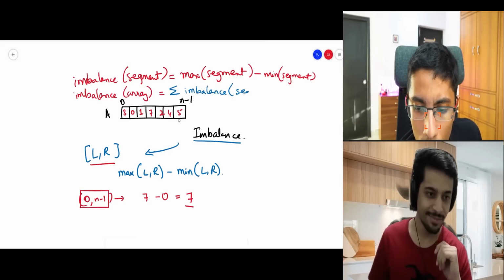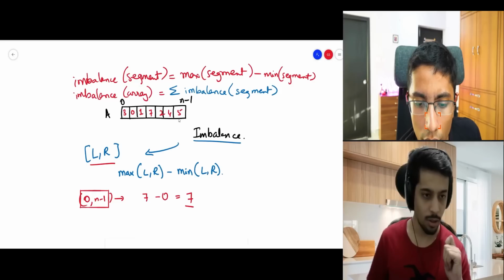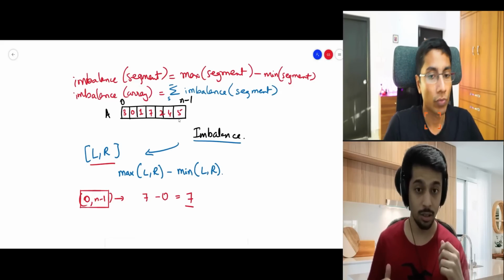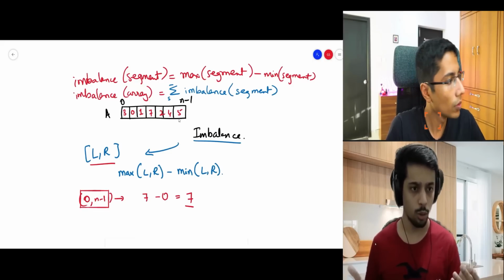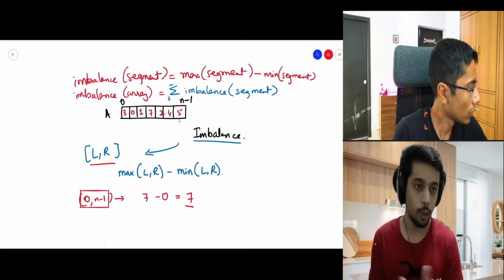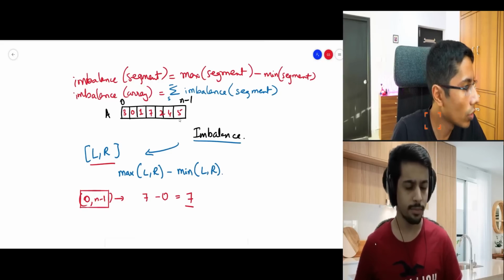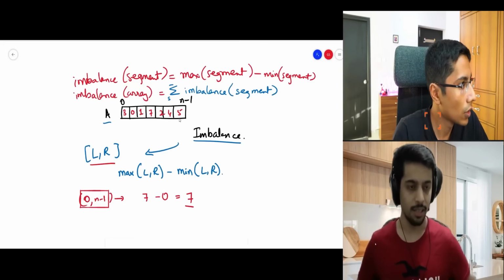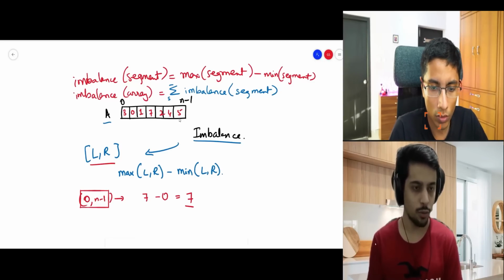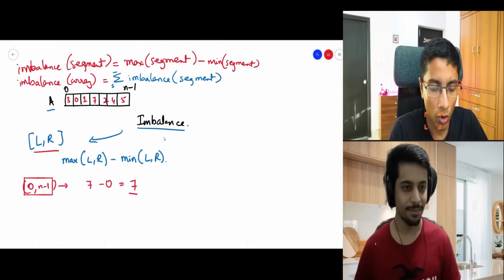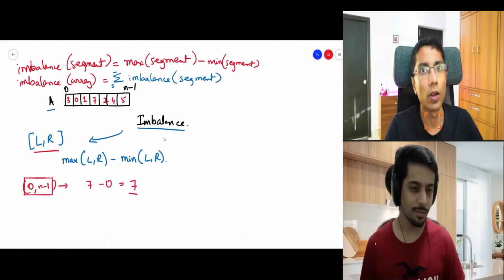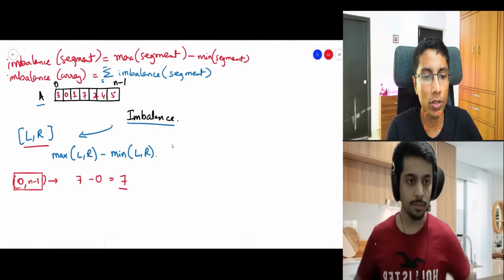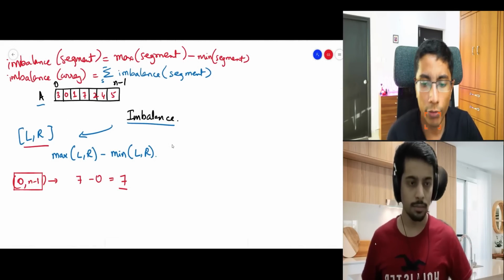Imbalance of all segments of this array. What you want to do is find the imbalance of the input array, this one, A. Exactly. Given the array, just find the imbalance of the array and you're done. So if I have to find the imbalance of the whole array, that means I have to find it for every possible segment, which means I have to find it for n square segments.